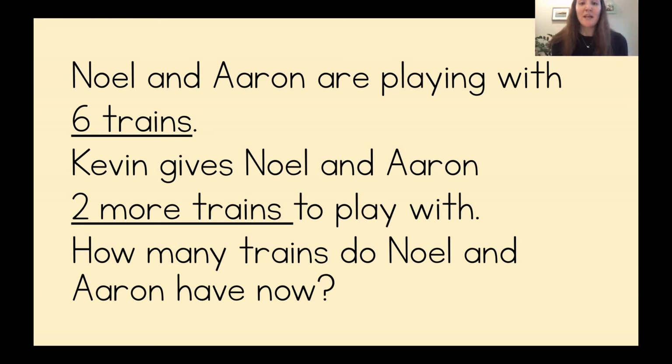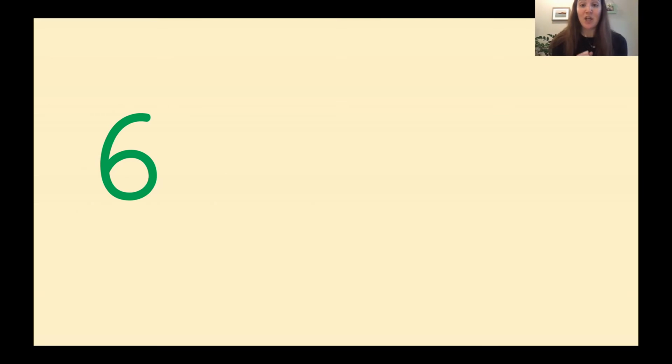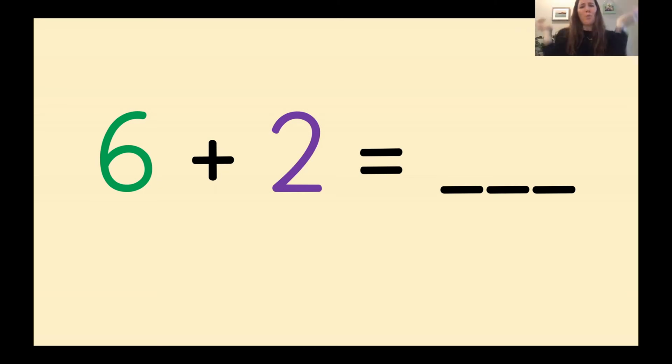So we're going to be thinking about 6 trains that Noelle and Aaron are starting with. And then I showed plus because we're adding the 2 trains that Kevin gives to them. So Noelle and Aaron are starting with 6 trains plus the 2 trains that Kevin is giving them. And we need to think, what does that equal? What is 6 plus 2 equal to? Let's solve to figure it out.